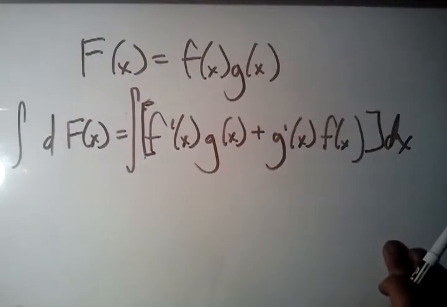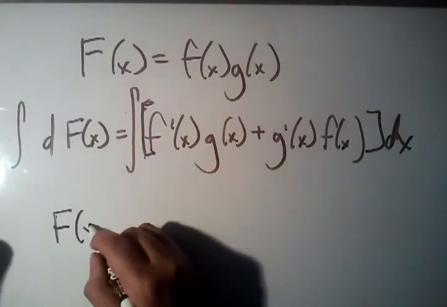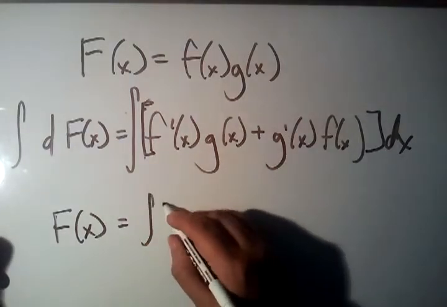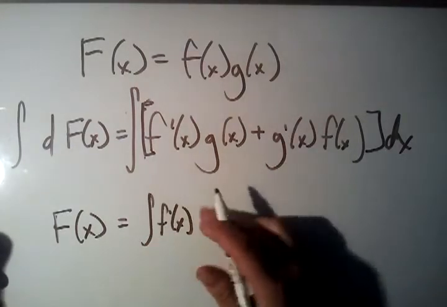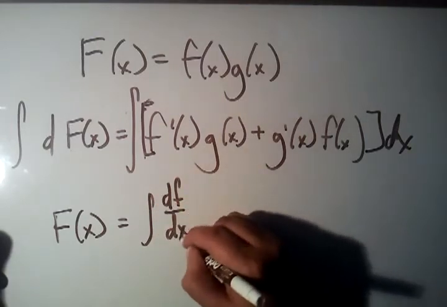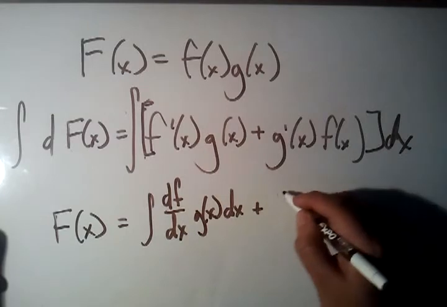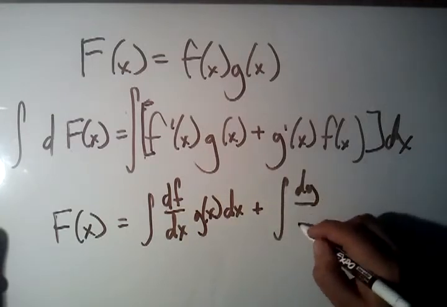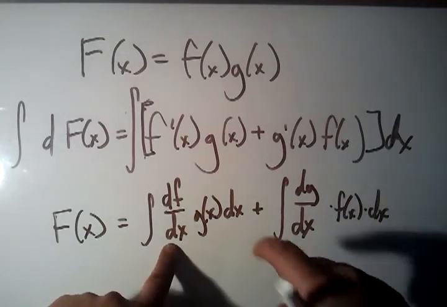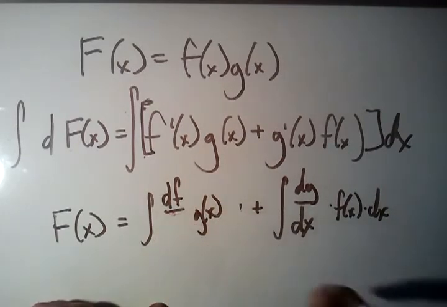Taking the integral of both sides, the integral of just df is just f of x, and that's going to equal, if we split up this integral, the integral of f prime x, and let's write this f prime x as df dx, times g of x, and then distribute the dx, plus the integral of dg dx times f of x times dx. And notice we have the dx on the bottom and the dx on the top, so those infinitesimals will cancel just like this.